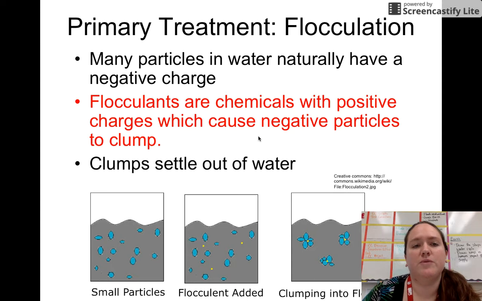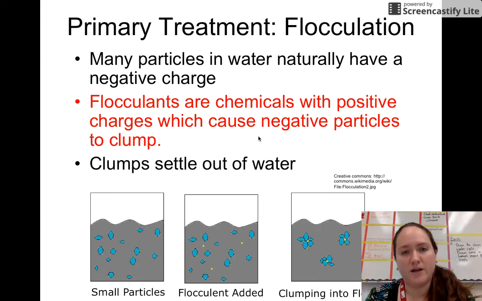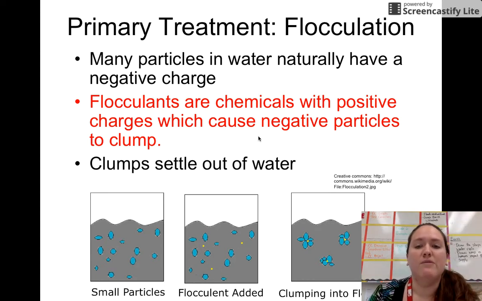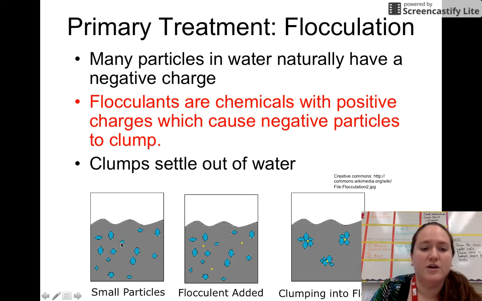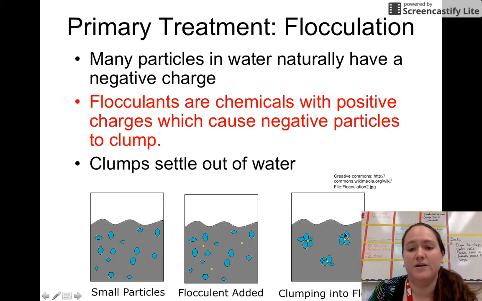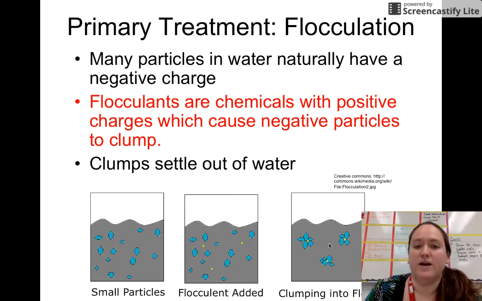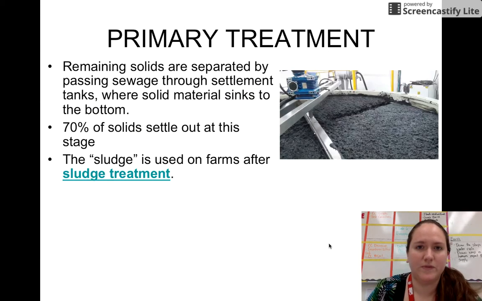So another thing we do in primary treatment is called flocculation. Most particles in water have a negative charge. So what we do is we take flocculants that have a positive charge and we mix them into the water. What that does is it attracts the negatively charged particles. Once that happens, you put them in settling tanks, kind of like these pictures down here. So here are small particles, flocculants that are added, and these clumping bits actually get heavy, and then they will settle out to the bottom. And we can scrape the bottom of them away. So this is another primary treatment thing that we do.